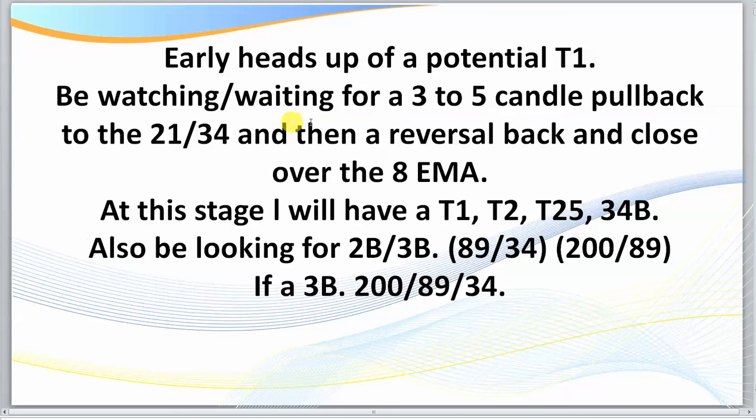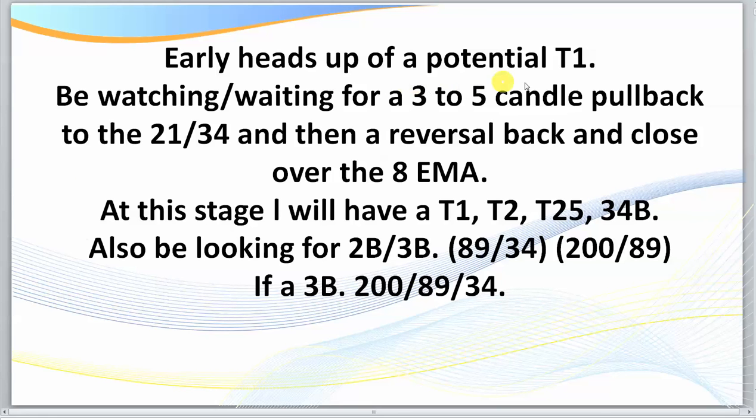Be watching, waiting for a 3 to 5 candle pullback, because for a T1 to plot, for those of you that have the indicator, you know you've got a 3 to 5 candle minimum pullback. So be watching for a pullback to your 2134 ideally, then a reversal back and close over the 8 EMA. Even if you get a T1 plot under the 8 EMA, which is rare, unless you've got a severe T3, you're waiting for a close back over the 8 EMA, which is what I always recommend.